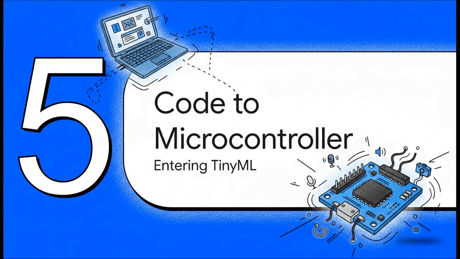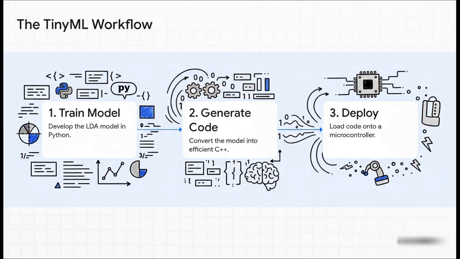But wait, the story doesn't end on a laptop. This is where it gets really exciting. We're going to take our code, convert it for a microcontroller, and enter the world of TinyML. That means running machine learning on tiny, low-power devices. We're about to take this intelligence into the physical world. And the process to get this onto an embedded device is actually surprisingly straightforward. First, you train the model in Python, just like we did. Then you use a script to automatically convert that trained model, basically its brain, into super optimized C++ code. And finally, you can load that code directly onto a tiny, low-power microcontroller.